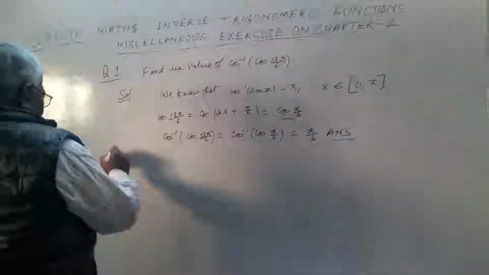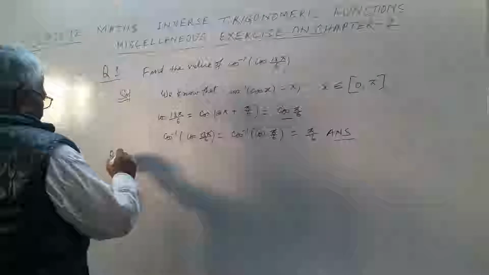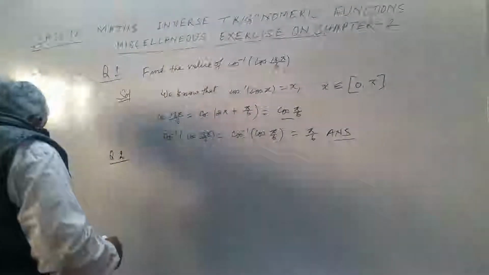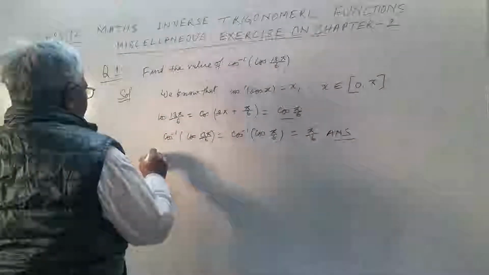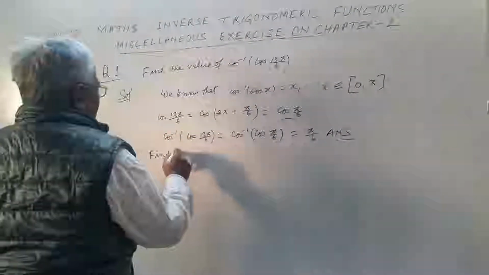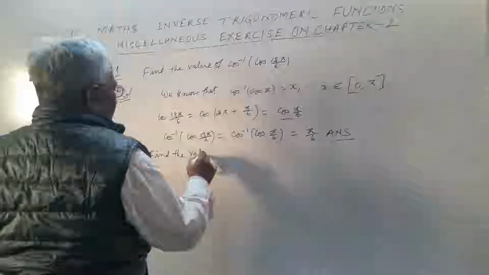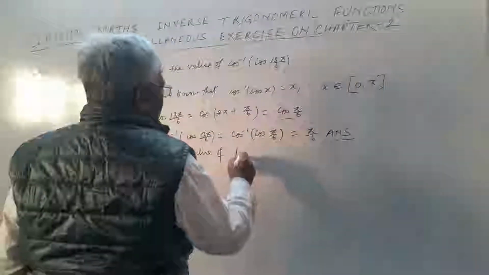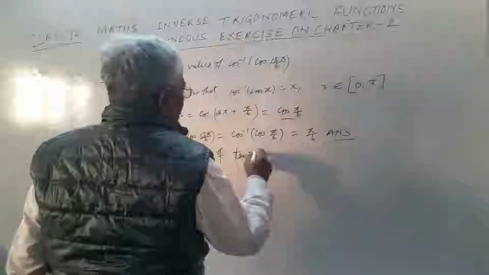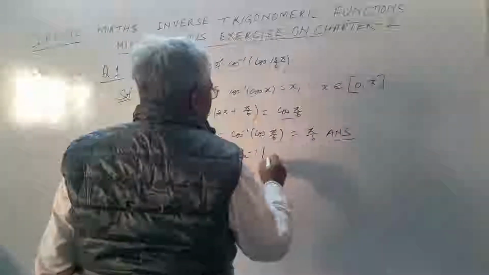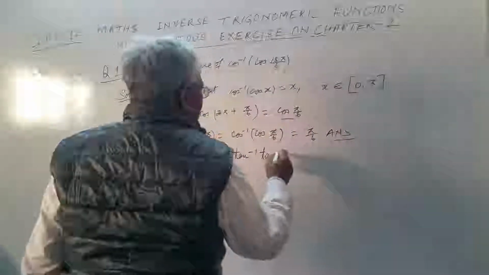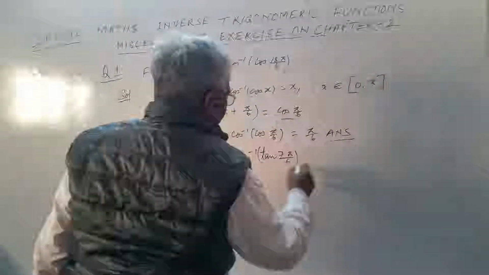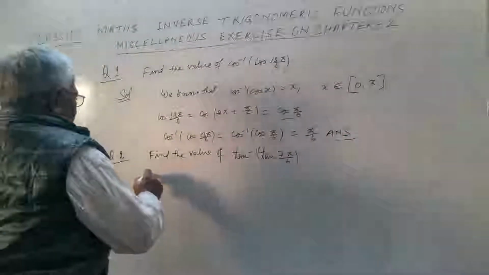Now let us solve the second question. Question number 2 says: find the value of tan inverse of tan 7 pi by 6. Solution.